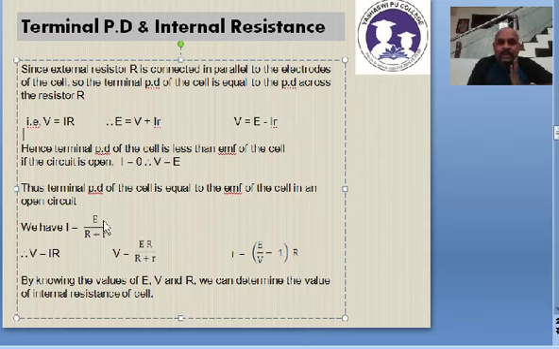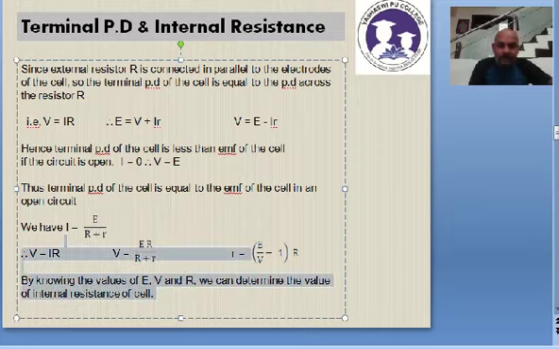And again, suppose the external resistance is equal to 0. If external resistance is equal to 0, what is the meaning? R is equal to 0. If the external resistance, capital R, is equal to 0, that is called an open circuit.